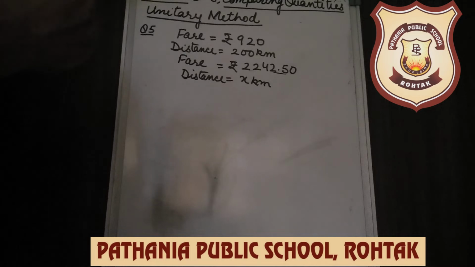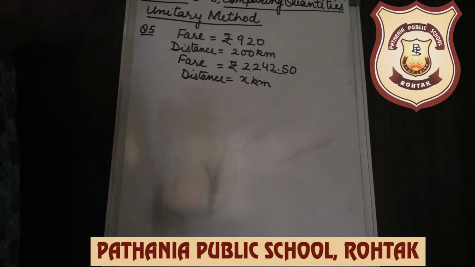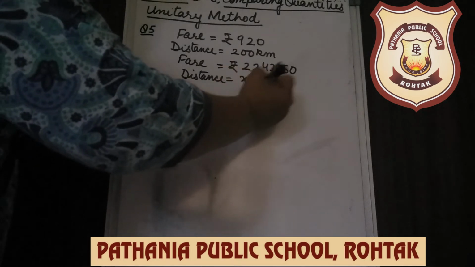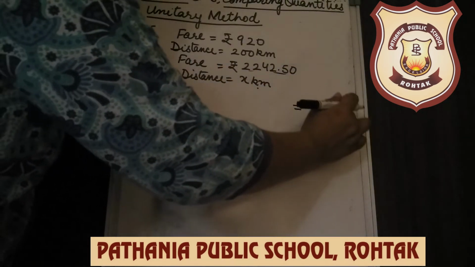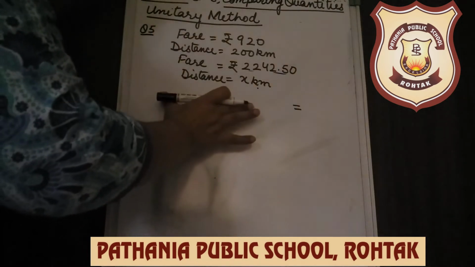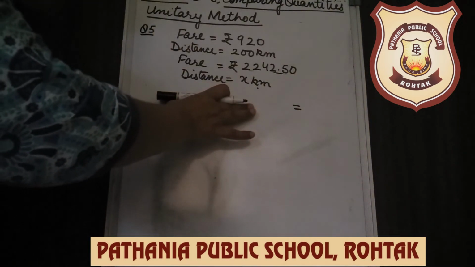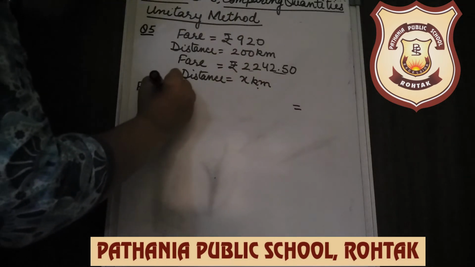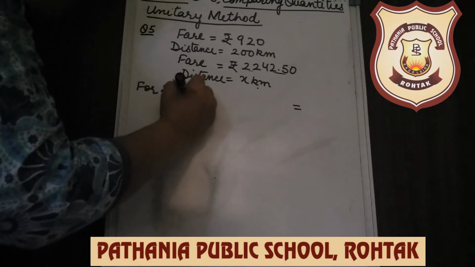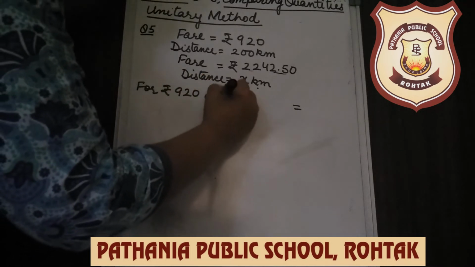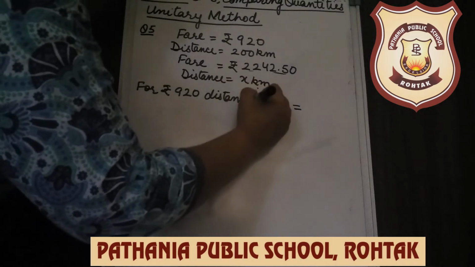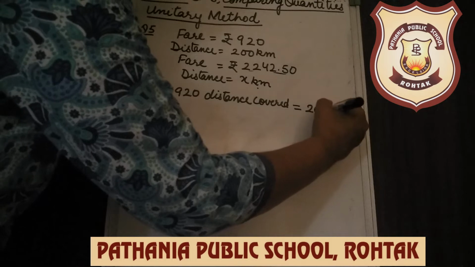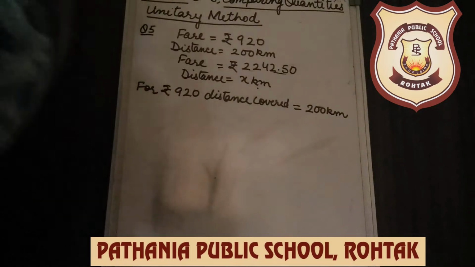Now what will you do here? When you are going to follow the unitary method, first keep in mind what you have to find out. That thing should come on the right hand side of equality. In this way you have to frame your statement. Now I will say that for rupees 920, distance covered is equal to 200 kilometers. Is this clear?